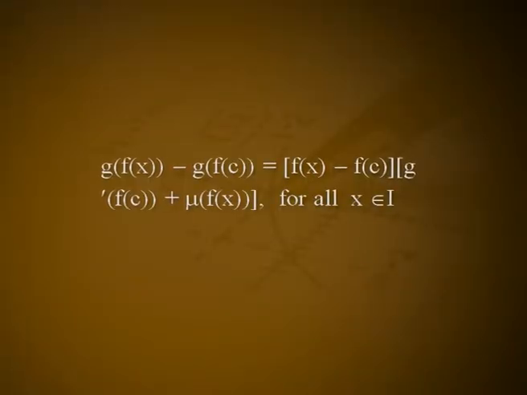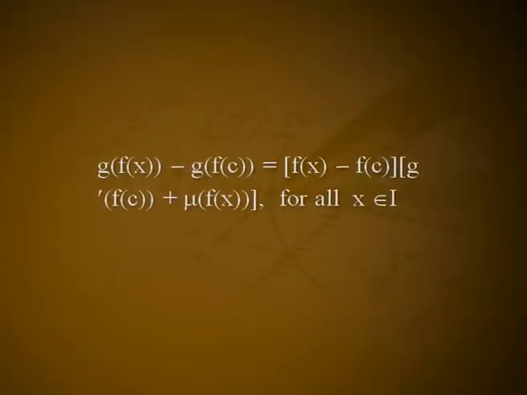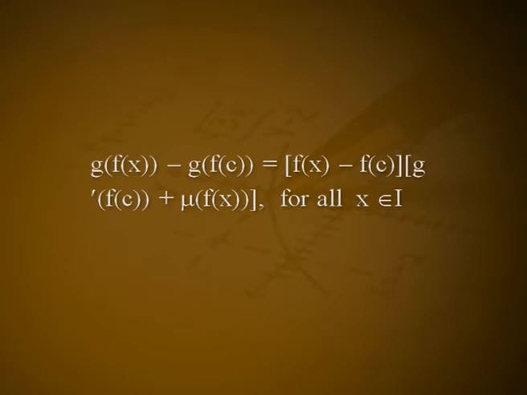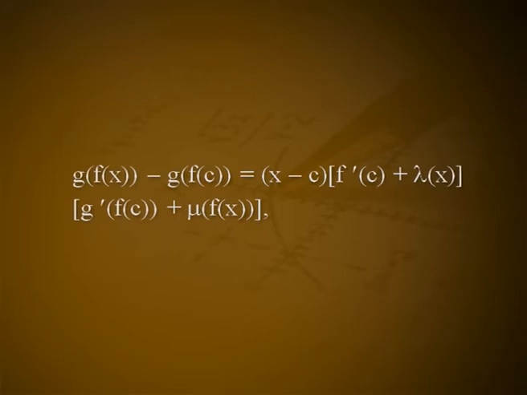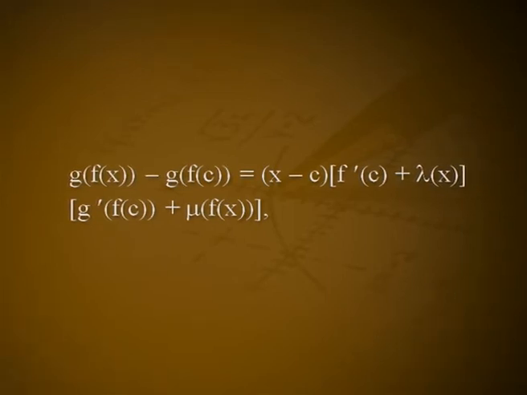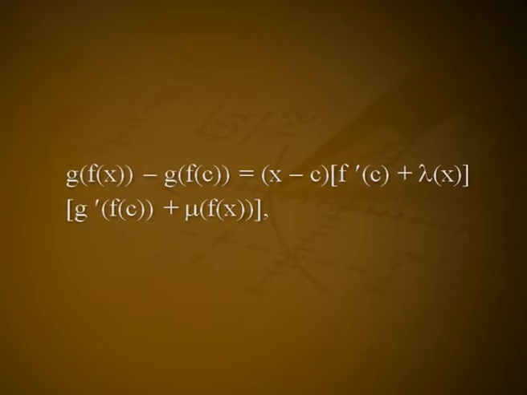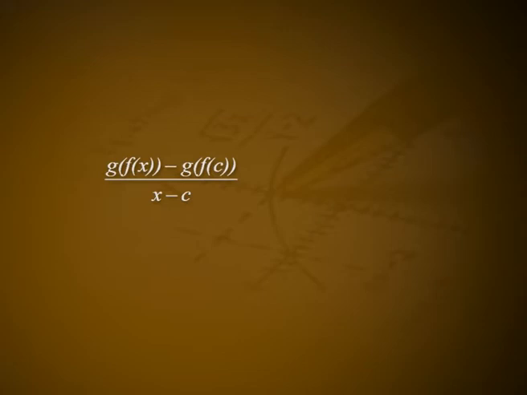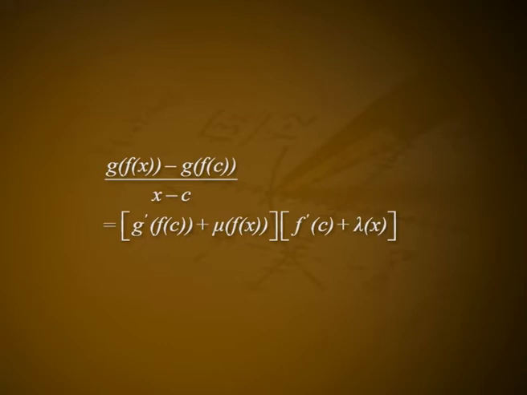Substitution of y equal to f of x shows that g of f of x minus g of f of c equals (f of x minus f of c) whole into g prime of f of c plus mu of f of x, for all x element of I. So it follows that g of f of x minus g of f of c equals (x minus c) into (f prime of c plus lambda of x) whole into (g prime of f of c plus mu of f of x), for all x element of I. Therefore, (g of f of x minus g of f of c) by (x minus c) equals (g prime of f of c plus mu of f of x) whole into (f prime of c plus lambda of x).